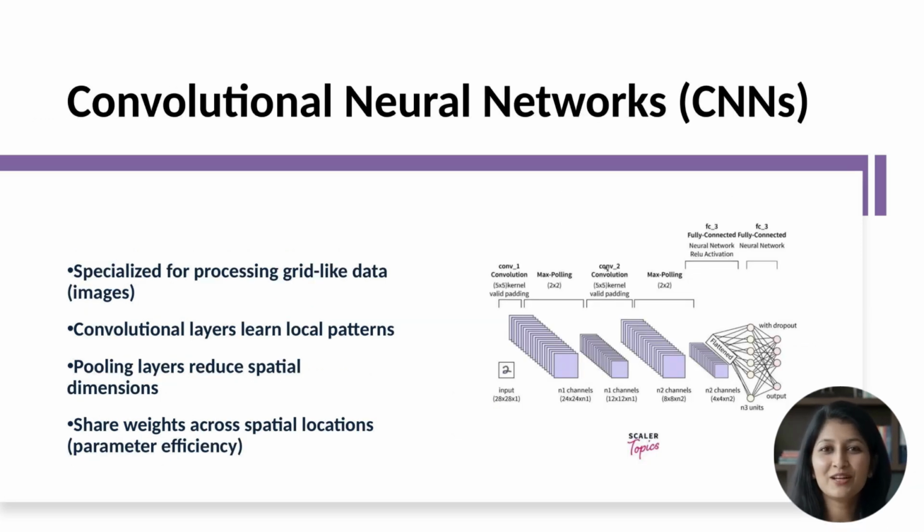Convolutional neural networks revolutionized computer vision. Before CNNs, image recognition was difficult and feature engineering was critical. CNNs changed everything by automatically learning hierarchical visual features. What makes CNNs special?